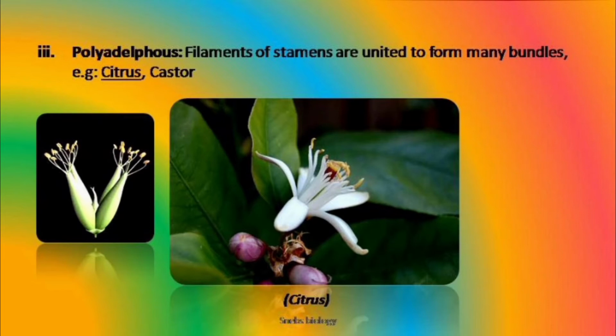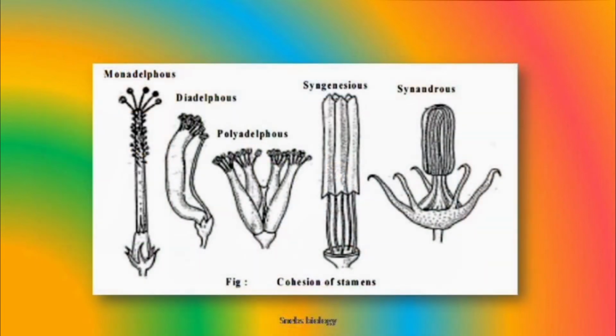In the first category, we are talking of only filament fused, anthers are going to be free. Such condition is known as adelphous condition. And on the basis of number of bundles formed, we have mono, di and polyadelphous condition.